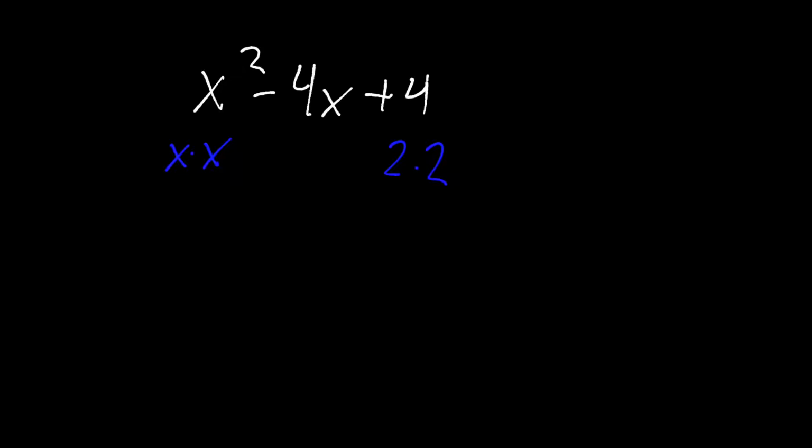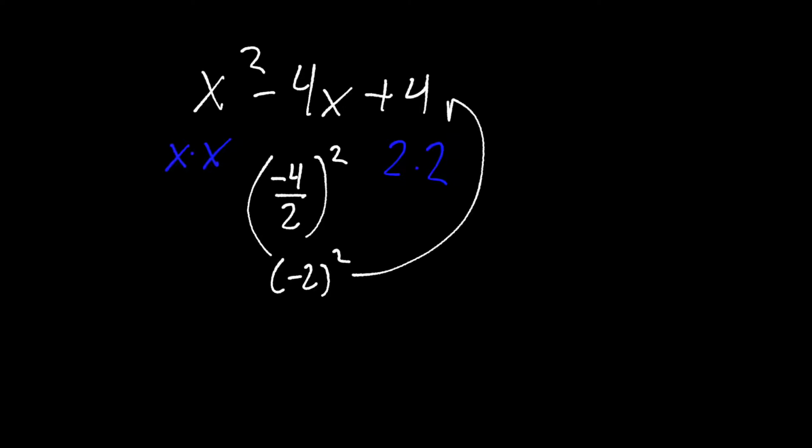So let's take that negative 4, cut it in half, so we're going to divide it by 2, and square it. You cut it in half by dividing by 2, and then you raise it to the second power. Well, negative 4 divided by 2 is negative 2, squared, and negative 2 times negative 2 is a positive 4, so that gives me the number here. So yes, this is a perfect square trinomial. We can factor it down. What's it going to be?